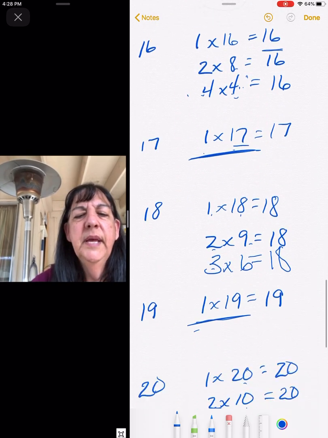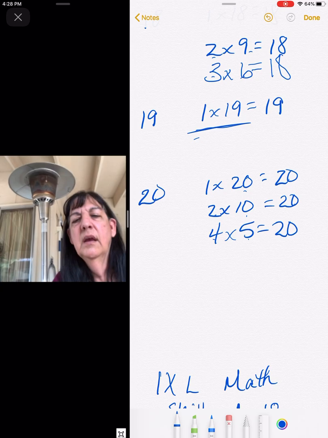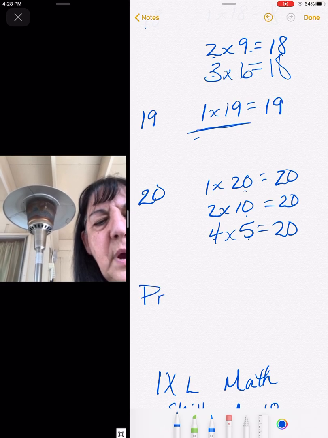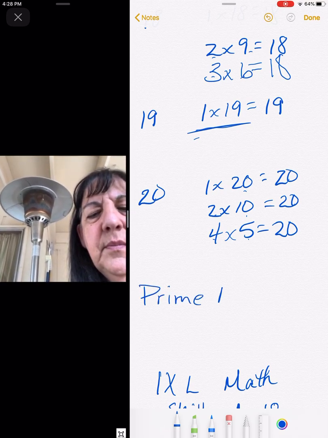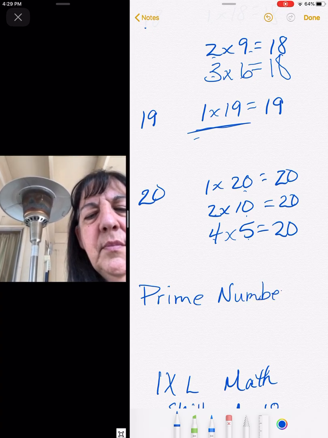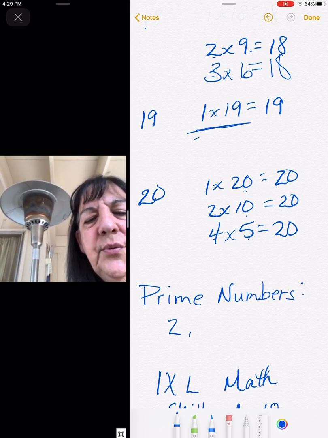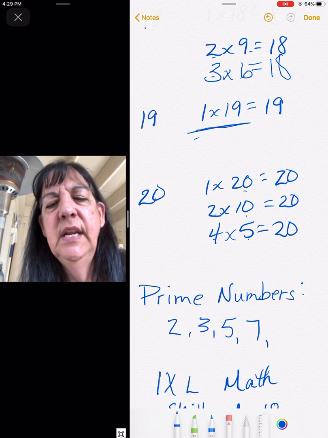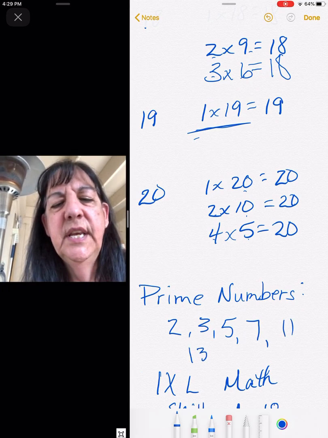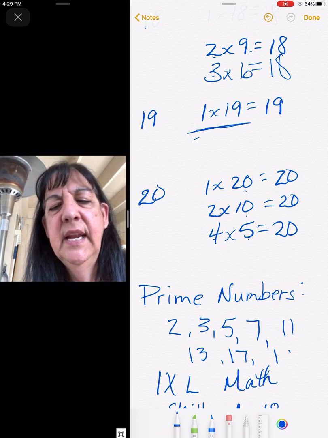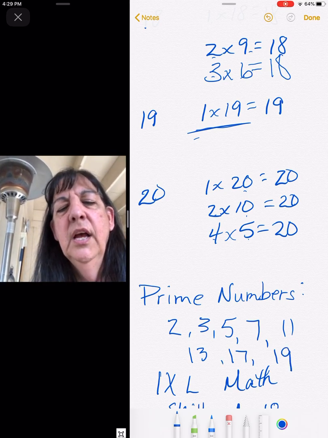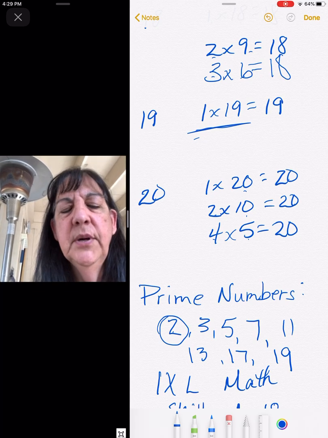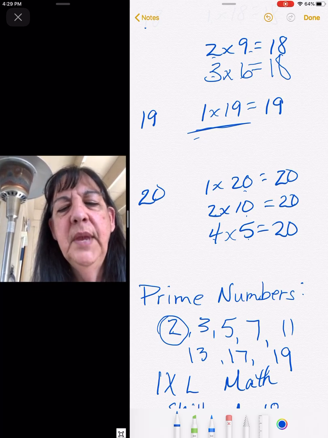Let's go down here a little bit. Okay. Prime numbers are 2, 3, 5, 7, 11, 13, 17, and 19. Okay? 2 will be your only even number because 2 can go into all other even numbers. Okay? The rest of them will be odd numbers.